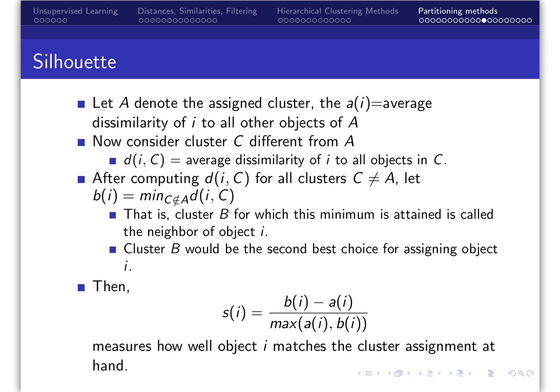After computing this distance for all clusters C that are not the assigned cluster A, let b(i) equal the minimum distance from object i to all other clusters other than the one to which it was assigned. That is, cluster B, for which this minimum is attained, is called the neighbor cluster of object i. In other words, cluster B would be the second best choice for assigning object i. Then s(i) measures how well object i matches the cluster assignment at hand.